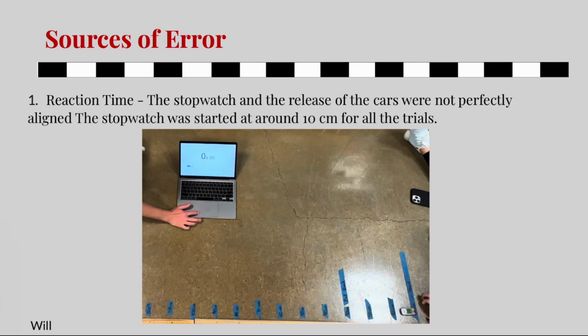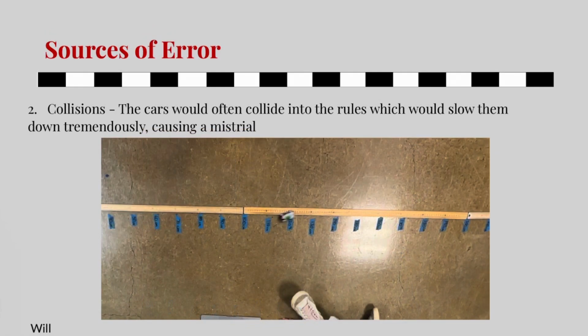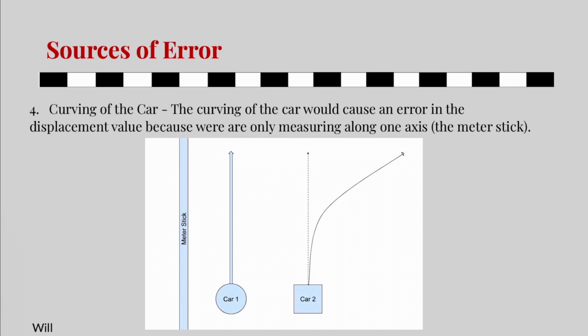Another example would be any collisions throughout the trials. The car running into the meter stick interfered with our chances of collecting correct data. And lastly, when letting go of the car, we had noticed a trend. When we tested the cars, they would not go in a straight line. Some trials tended to make curves.